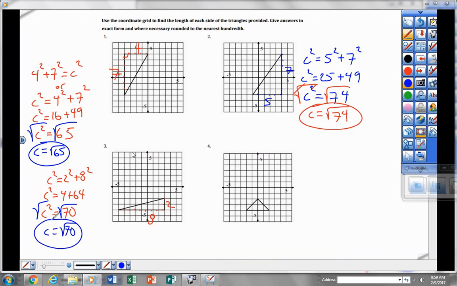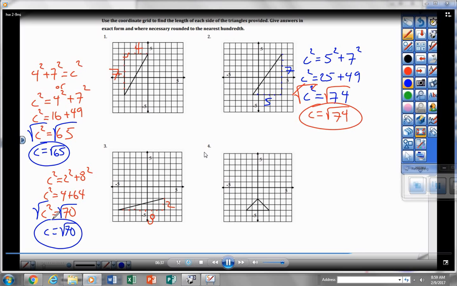Alright, number 4. This one, I count boxes again. My bottom is 1, 2, 3. I'm going to do this in 2 ways. I'm going to do this by looking at only this little half of my triangle, and then I'm going to look at the whole triangle. If I look at just that one little part, this is 2 boxes, this is 2 boxes long. That is a little right triangle. If I use the Pythagorean theorem with those 2's as legs, that will give me what x is. And since these are equal, this x will of course equal what that is right there.